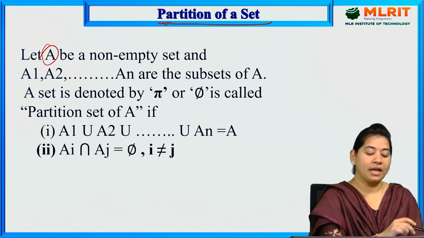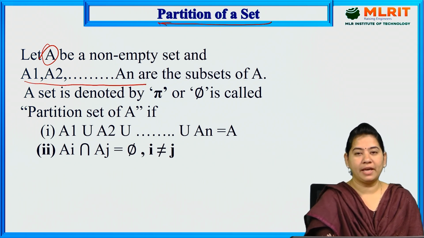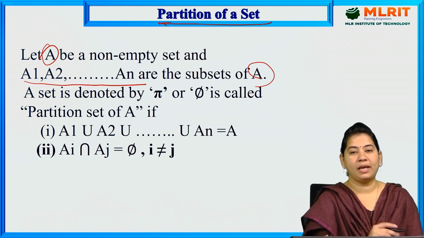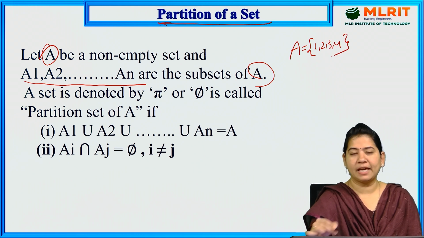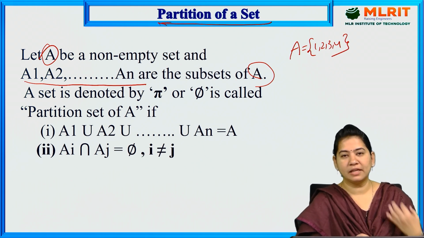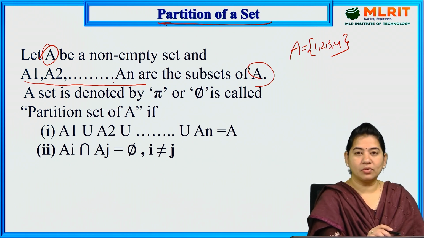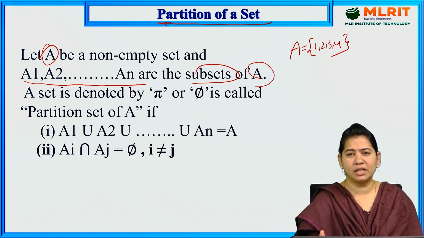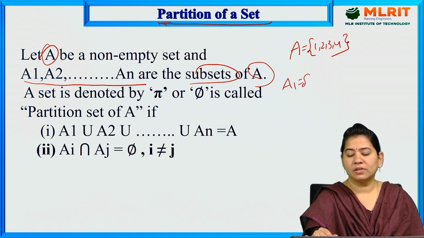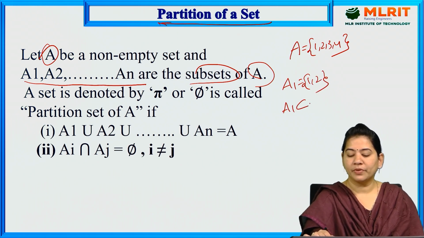Let capital A be a non-empty set and A1, A2, A3, and so on up to An be subsets of A. So here we have one set, with elements 1, 2, 3, 4. For example, A is a non-empty set, and I have added 4 elements. Now A1, A2, A3, and so on An are the subsets of A. A subset is whatever is included in the original set A. For example, if I write A1 as 1, 2, that is one subset, meaning A1 is a subset of A.